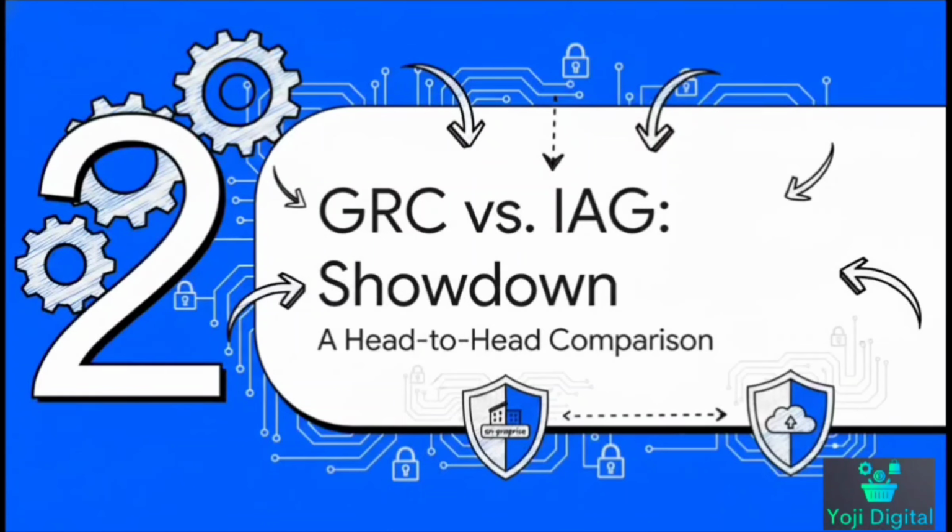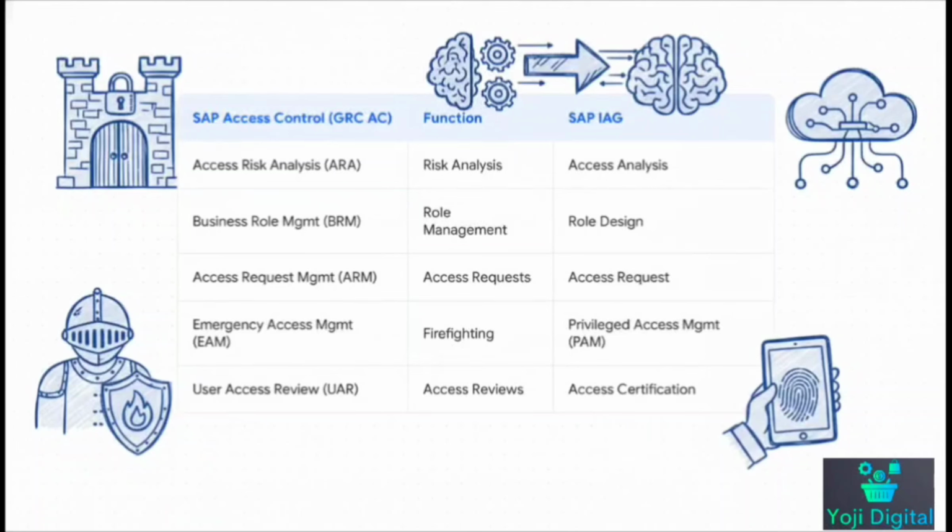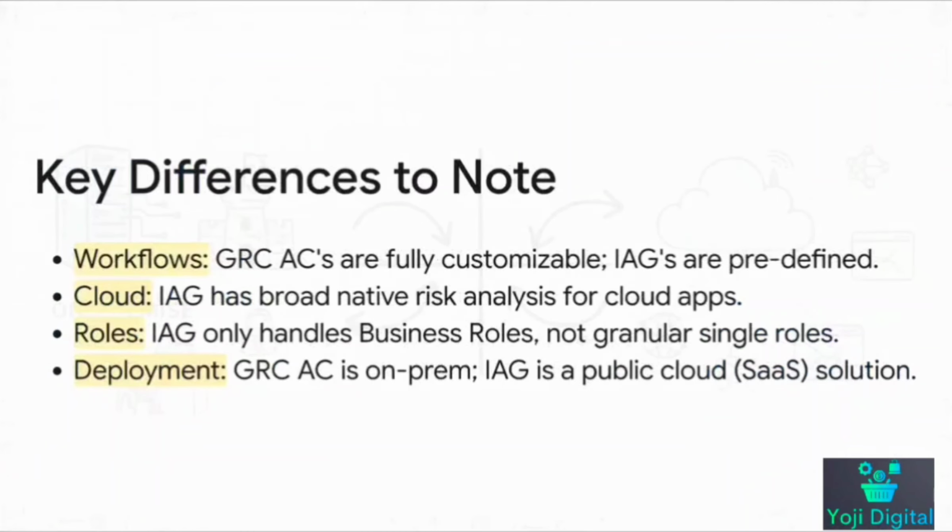At first glance, their functions look similar, just with different names. Emergency access management in GRC is what everyone calls firefighting. In IAG, it becomes privileged access management. The goal is the same, temporary super user access, but the underlying philosophy is worlds apart. Here's the vital part. The biggest difference is a simple trade-off. Choose GRC if you need deep, detailed custom control. Choose IAG for speed and cloud-native simplicity.